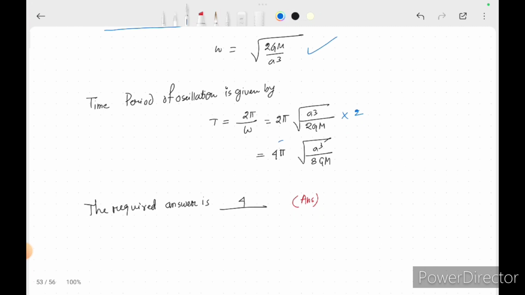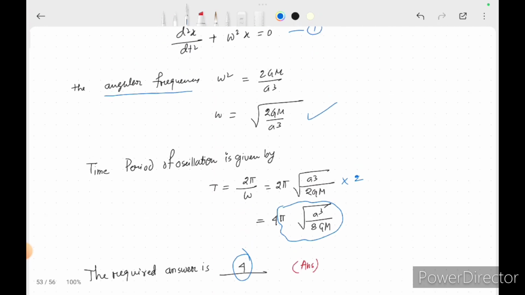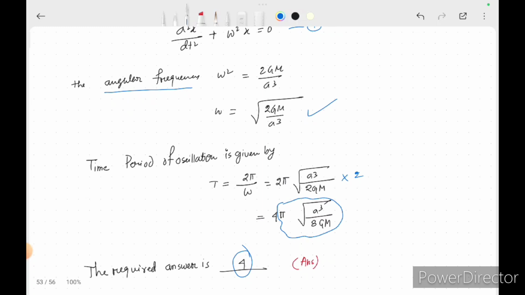So this is the unit actually. They ask what the time period is in the unit of that, right? That is equal to 4. So the required answer is 4. This is a very easy question, a very BSc level question.